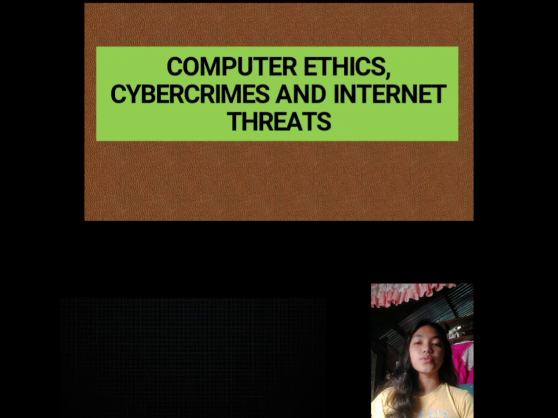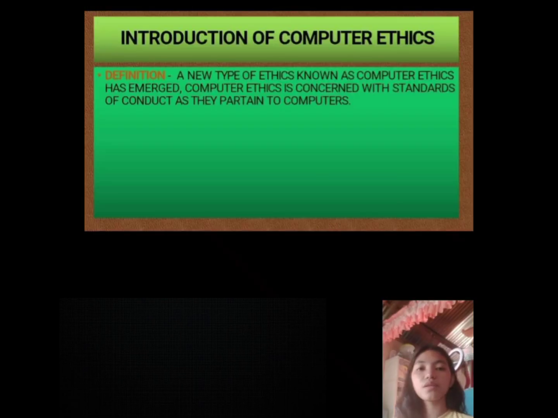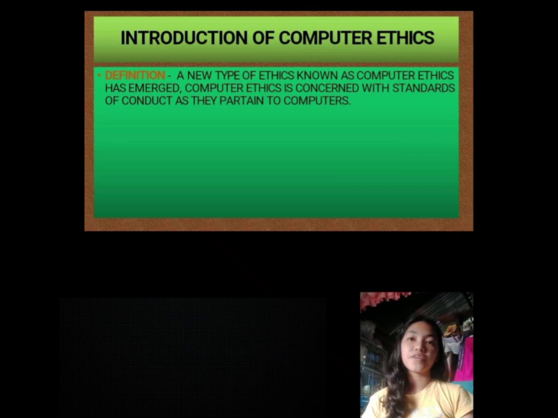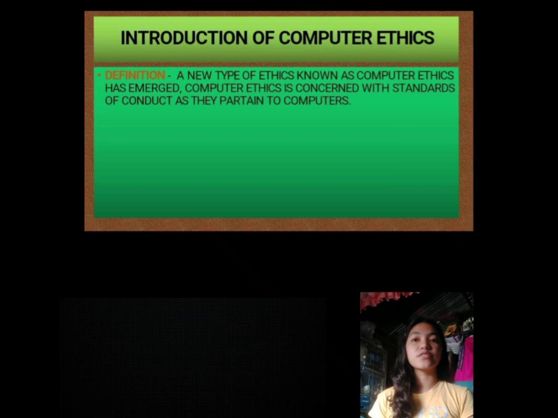We are going to tackle computer ethics, cybercrimes, and internet threats. A new type of ethics known as computer ethics has emerged. Computer ethics is concerned with the standards of conduct as they pertain to computers. The set of accepted rules that regulate the usage of computers is known as computer ethics.